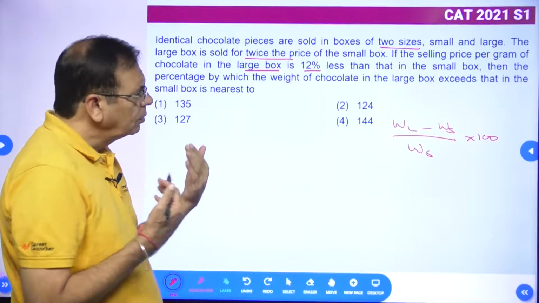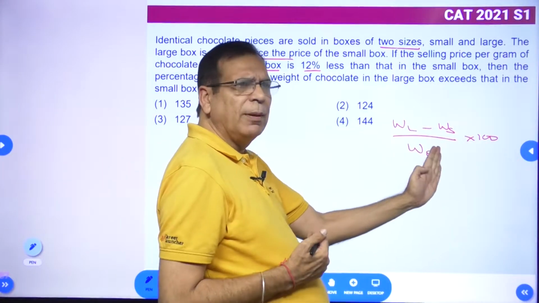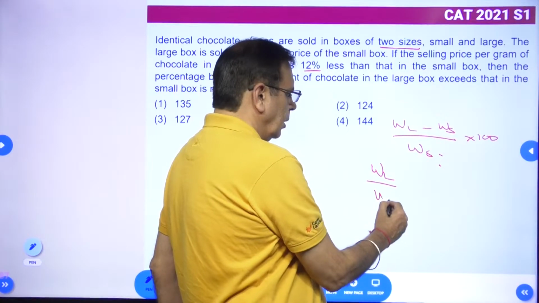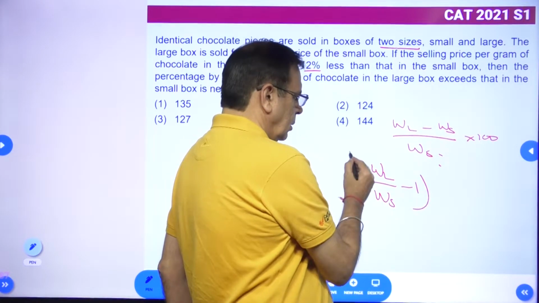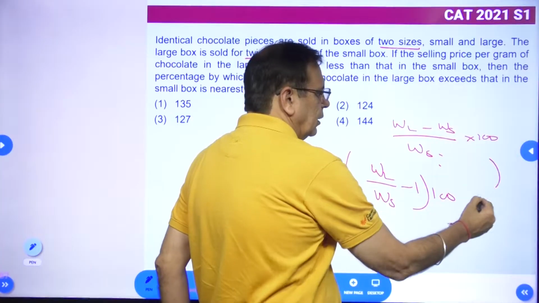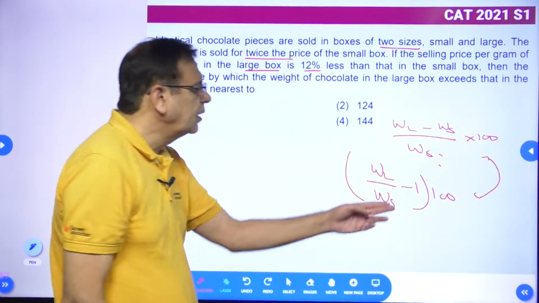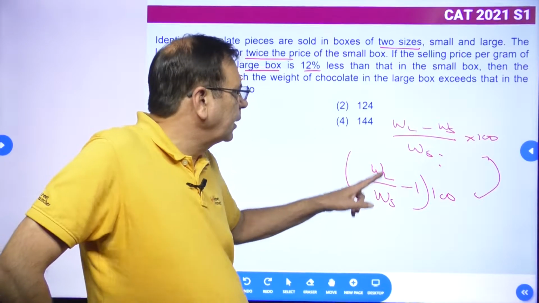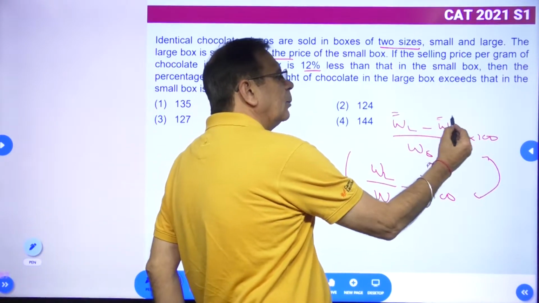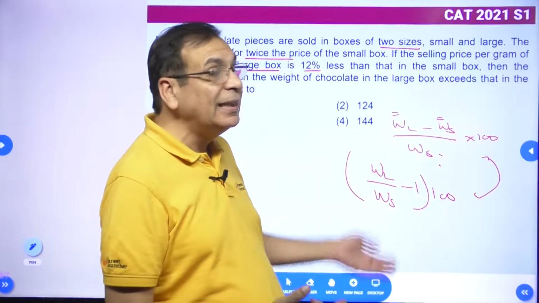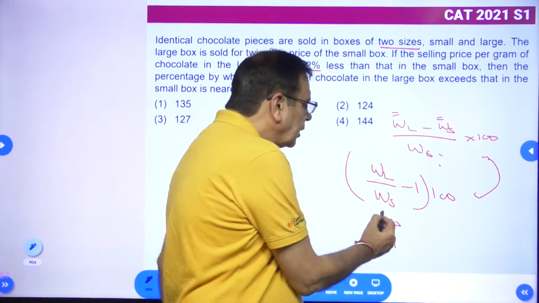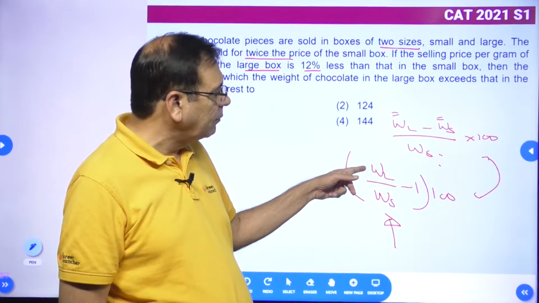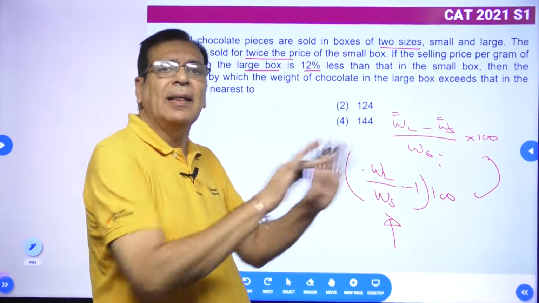Now, before we go further, let's simplify this. What is this? Weight of chocolates in the large. Are these two not the same? And this is the preferred method from a calculation perspective, because the other means I need to calculate both of them, find the difference and then divide. This means I don't need to calculate; I'll just write whatever numbers come here and here and cancel out.